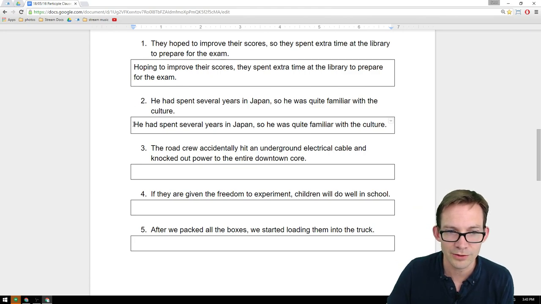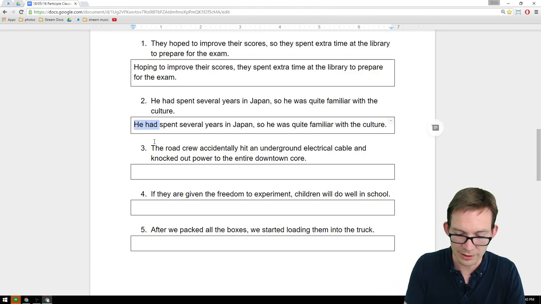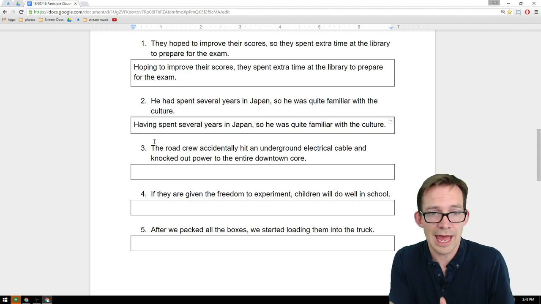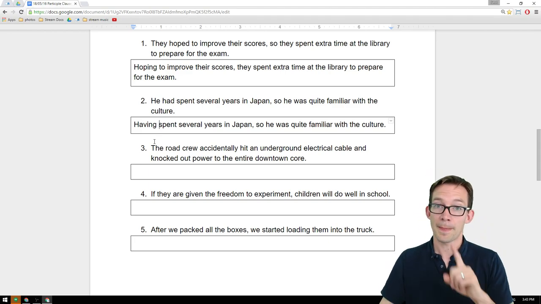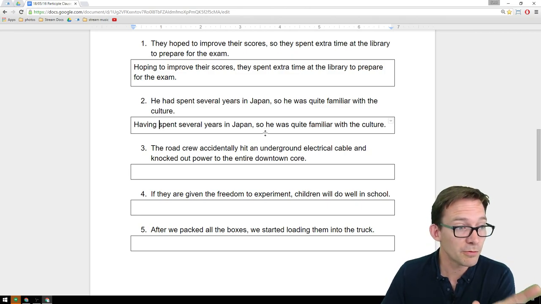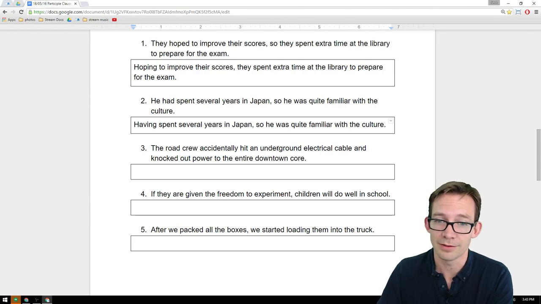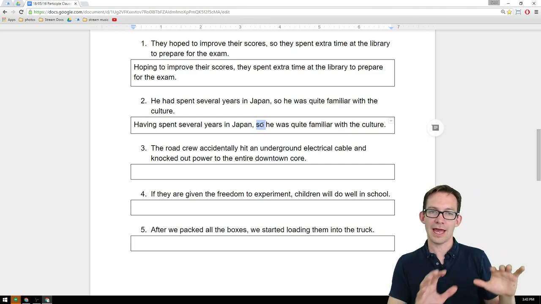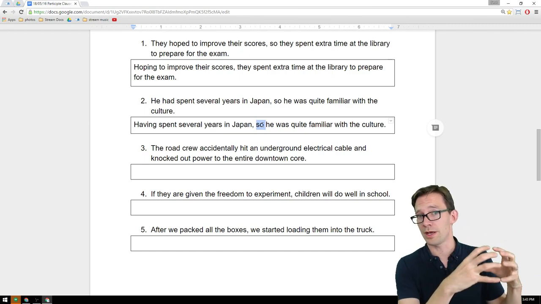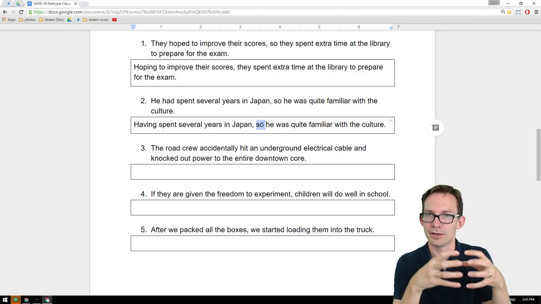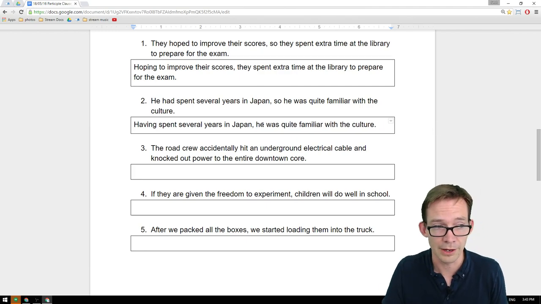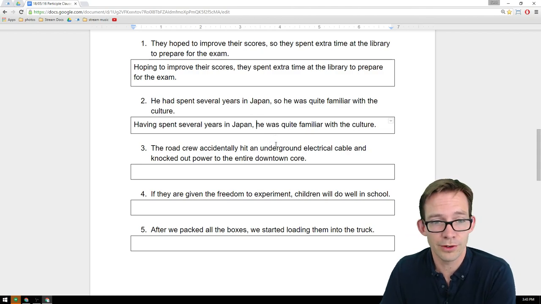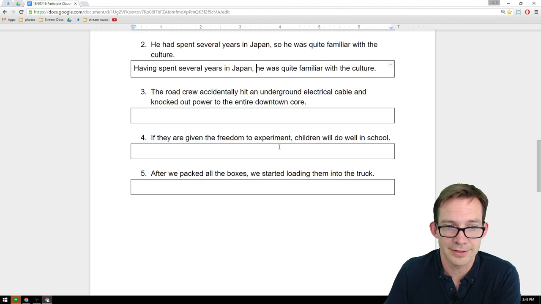Selma too. Yeah. So I'm just going to do what you guys did here and take the subject and that helping verb away and say having spent, as you guys said, having spent several years in Japan. Now this is the tricky bit, right? And some of you caught it and some of you missed it. If you missed it, that's okay. That's why you're here. Always look out in this case for that. Because having spent several years in Japan means because, right? That has that reason in there. So you have to take that word so out of there. So having spent several years in Japan, he was quite familiar with the culture. Awesome. Fantastic. Okay, three more.